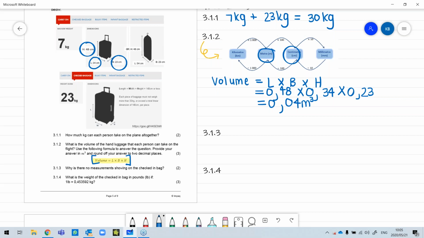Why is there no measurement showing on the checked-in bag? So that means over here, you will see that there is no measurement indicated. This means that the luggage can be any size. So the width, the length, the breadth, the height, everything can be different, as long as it does not exceed the weight of 23 kilograms. So it can be any shape or size.